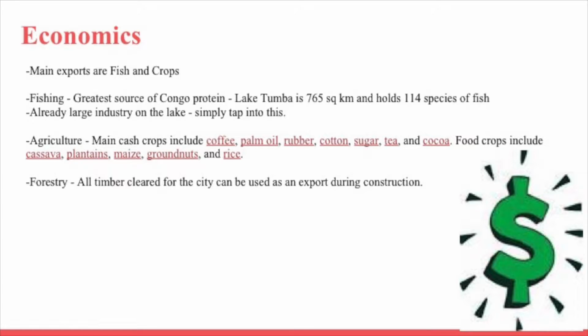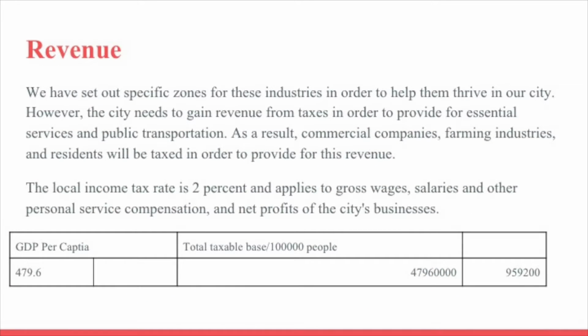Our main exports are fish and crops. Lake Tumba offers 114 species of fish within its 765 square kilometer area. The already large fishing industry in the area can be tapped into as the city is built up. Agriculturally, the outskirts of the city can grow crops such as coffee, cocoa, rice, among other things. Timber can be cleared for the city as it's built, which can be used as an additional export. We have set out specific zones for these industries in order to help them thrive in our city.